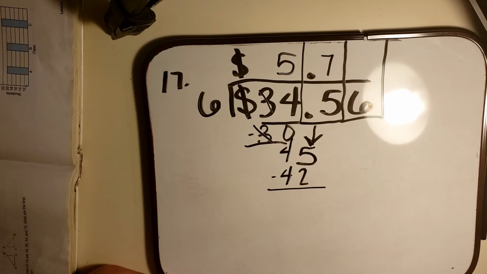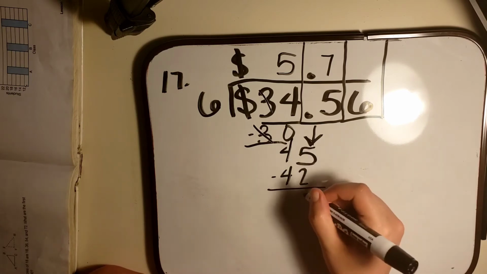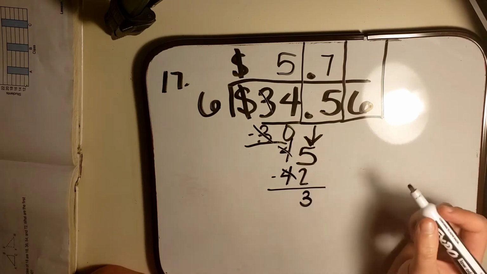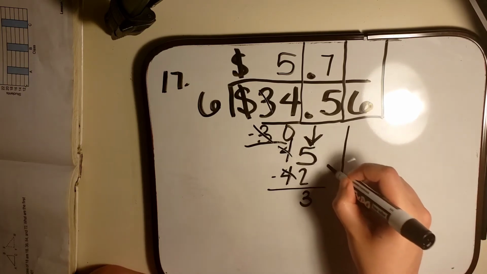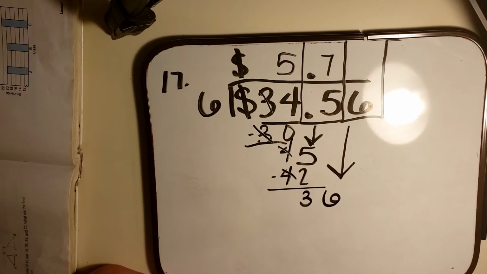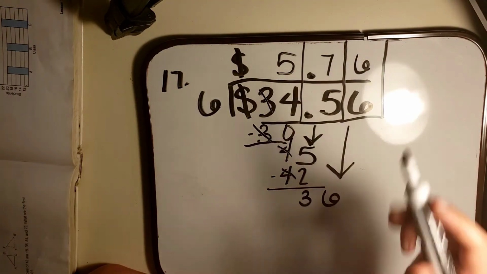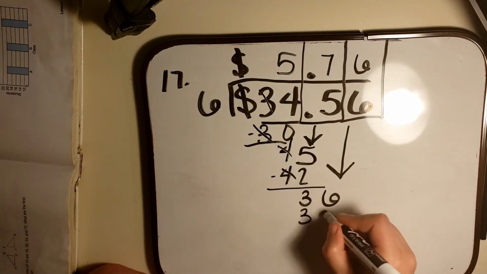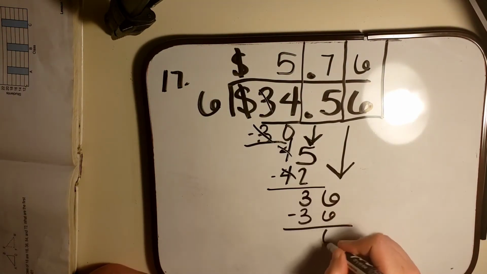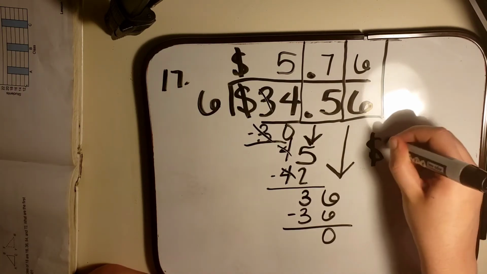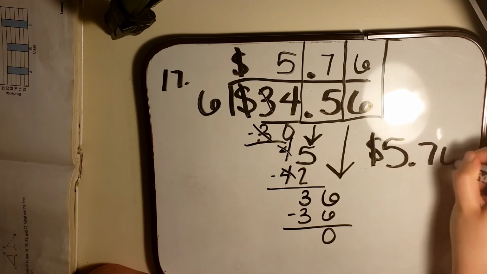Now we subtract. We're going to do 2 subtracted from 5, which gives us 3, and these 4 cancel each other out. And then we bring down that 6. And now we've already been talking about it. 6 goes into 36 6 times, because 6 times 6 is 36. Subtract it, and we have nothing left over. So our answer then is $5.76.